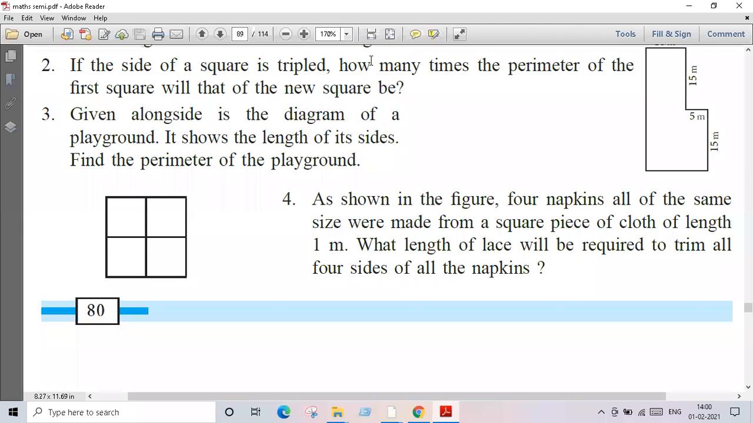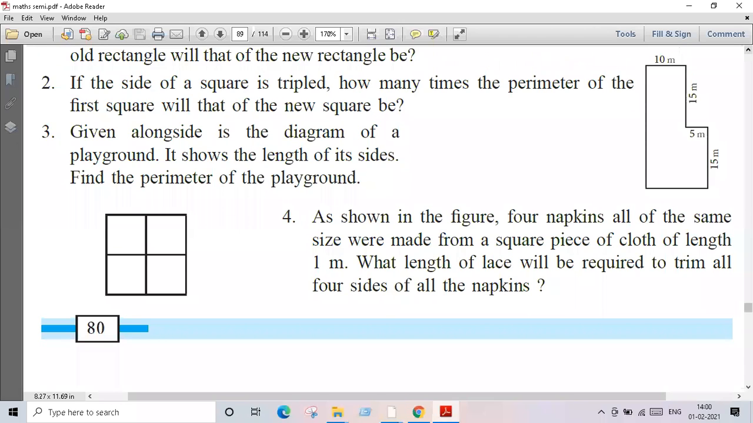Question number 3. Given alongside is a diagram of a playground. It shows the length of its sides. Find the perimeter of the playground. Now let's see here. We have to add all the sides. 10, 15, 5, 15. Now this total will be 10 plus 5, 15. This will be 15 meter and total 15 plus 15 will be 30 meter.